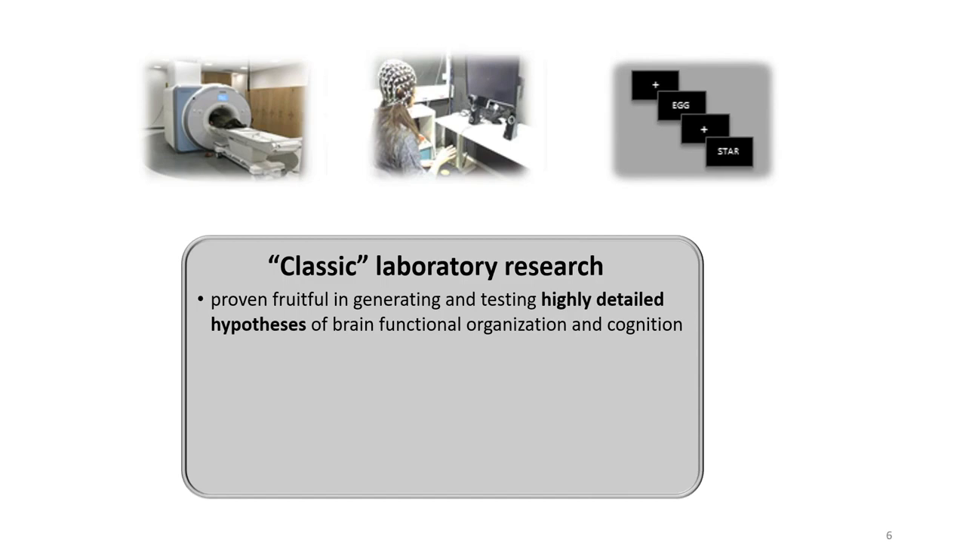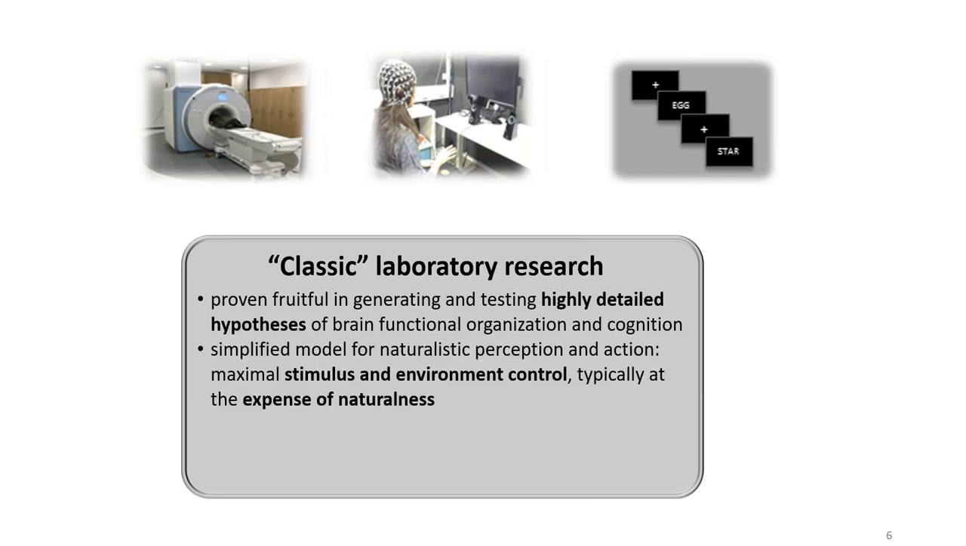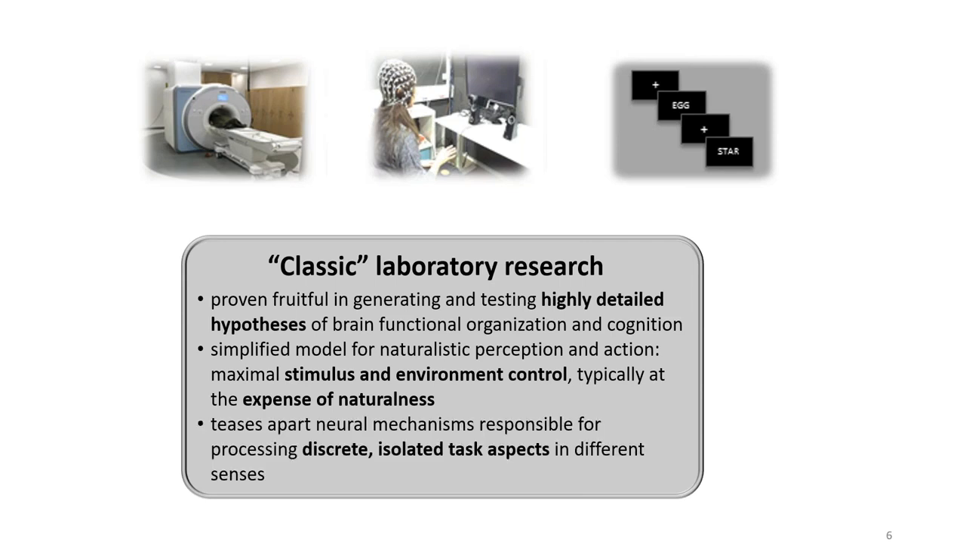So this approach is very good because it has proven fruitful in testing highly detailed hypotheses about the brain function, organization, and cognition. But it offers a simplified model for naturalistic perception and action with high stimulus and environmental control, but typically this comes at the expense of naturalness. However, what this approach is good for is that we can tease apart the neural mechanisms that are responsible for processing discrete, isolated task aspects, typically in different senses.